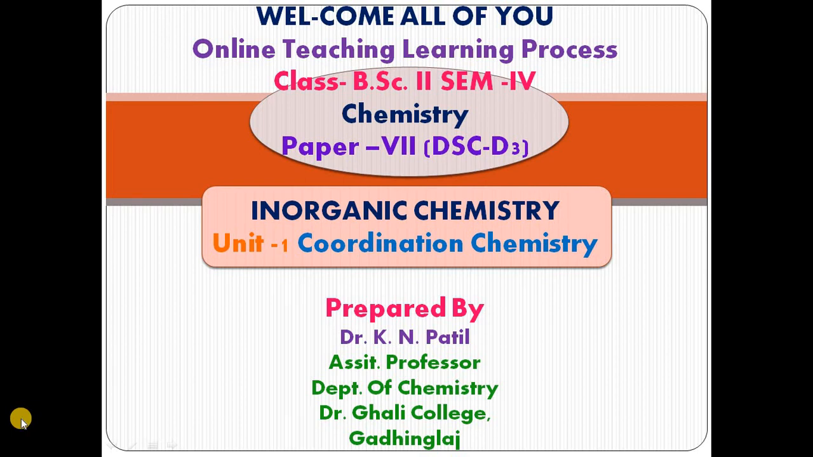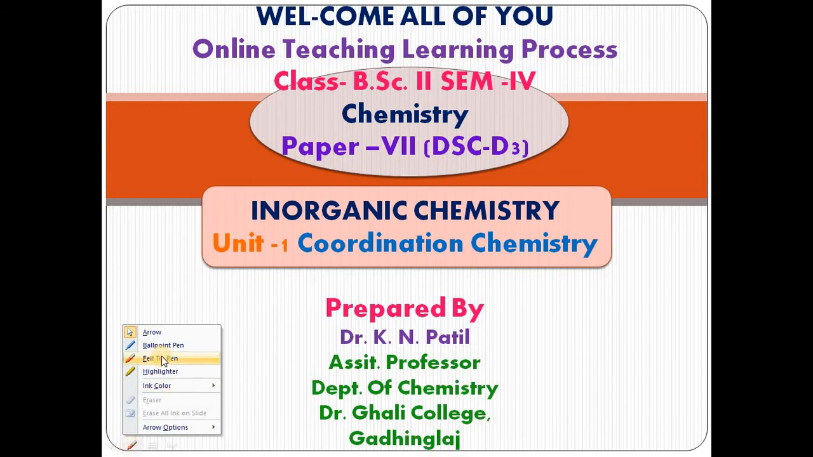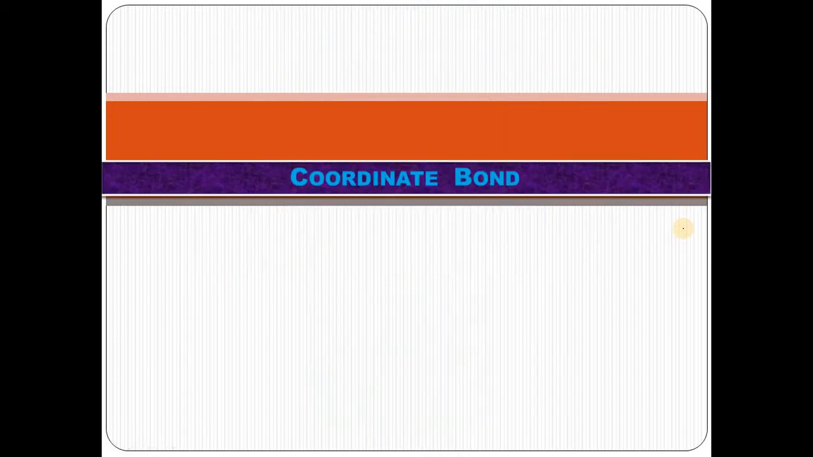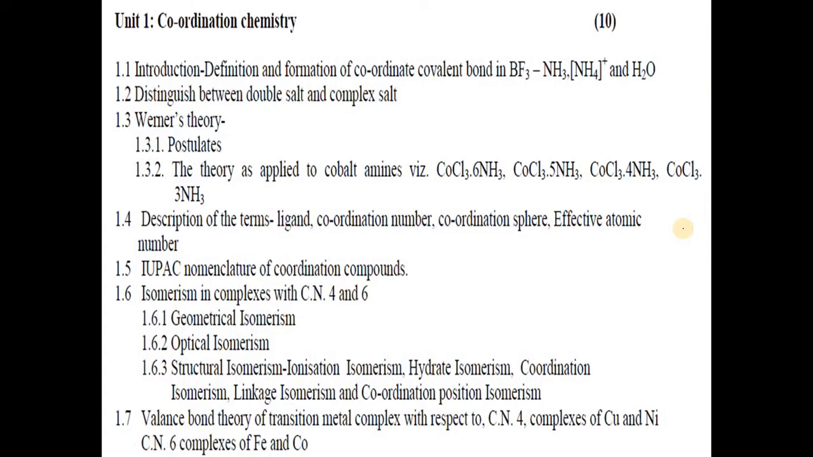We will start semester 4, in which we will see paper number 7, CBCS pattern, code number DSC D3, and the name of the paper is Inorganic Chemistry. We will see unit number first, coordination chemistry. And from the coordination chemistry unit, first we will see about the coordinate bond.